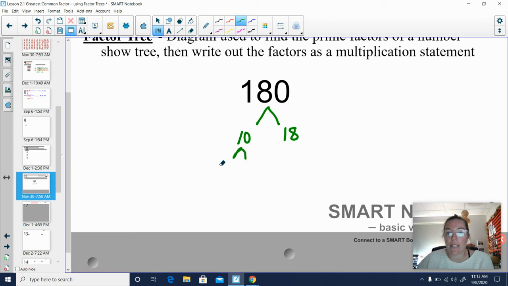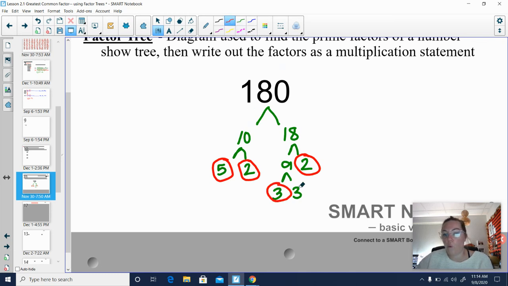So I know 10 is the same as 5 times 2. Now 5 is a prime number, so I'm going to turn it into a bulb. And so is 2. They can't be factored down anymore. So we're done with this branch, okay? 18 is the same as 9 times 2. 9 is not prime, but 2 is, so we're going to circle that one. Okay, and 9 can be broken down into 3 times 3, which are both prime numbers.